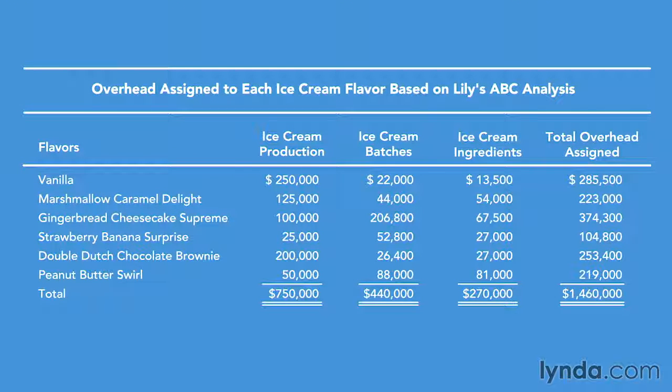We can do a similar computation for each of the ice cream flavors as shown. These data reveal a key insight that can arise from an ABC analysis. The amount of overhead costs associated with production is not necessarily proportional to the level of some simple measure of activity such as direct labor hours or, in this case, the number of gallons of ice cream produced.